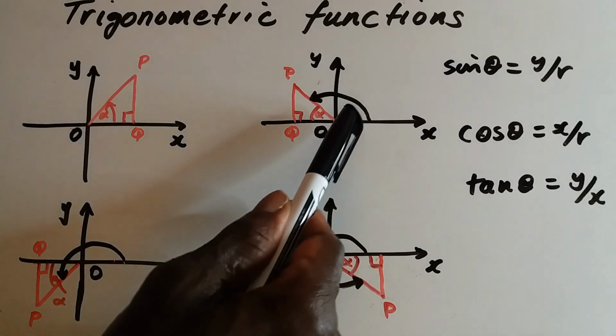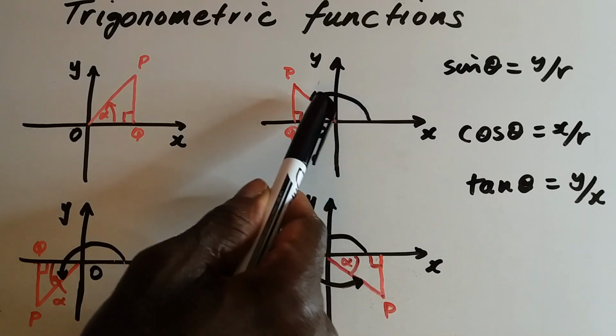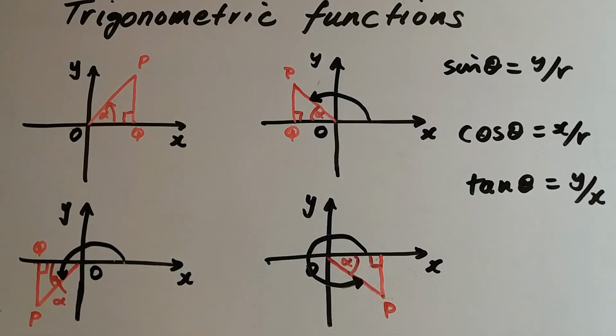Theta is this angle made from the x-axis to where OP is. The value alpha is called the associated acute angle. So it's associated with a particular value of theta. So we call that the associated acute angle alpha.